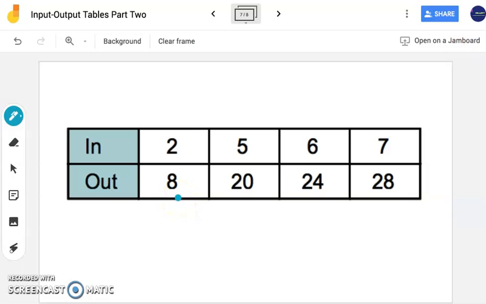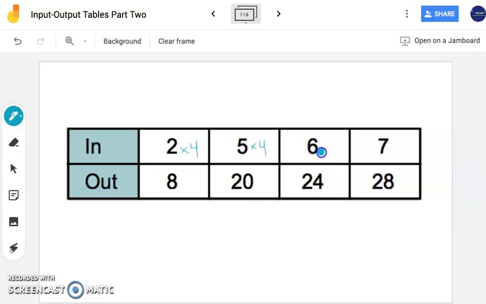So if I do 2 divided by something, I'm not going to get a larger number of 8. So division can't work. And if I do 2 minus something, if I take away something from here, we're going to get a smaller number, and we have a larger number. So if I do 2 plus 6, that does give me 8. But I notice here that if I do 5 plus 6, I don't get 20. But let's try multiplication. 2 times 4 is 8. And I notice here, if I do 5 times 4, that also gives me 20. So that could be our rule, but let's just check the other values to confirm.